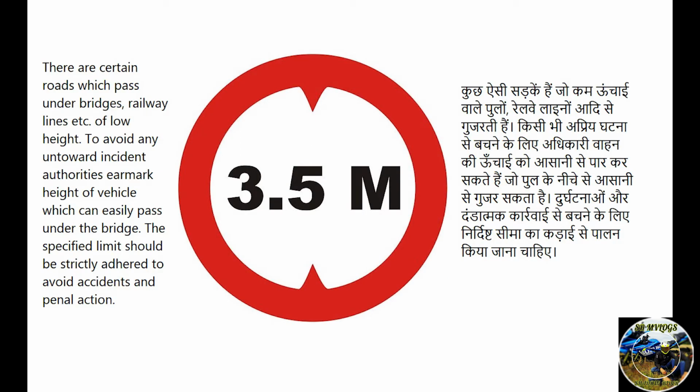There are certain roads which pass under bridges, railway lines, etc. of low height. To avoid any untoward incident, authorities earmark the height of vehicles which can easily pass under the bridge. The specified limit should be strictly adhered to avoid accidents and penal action.